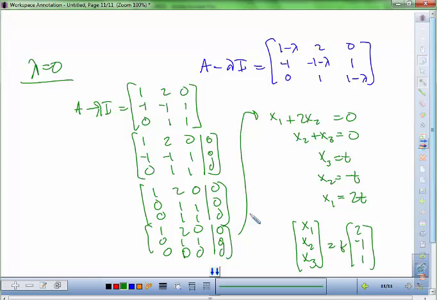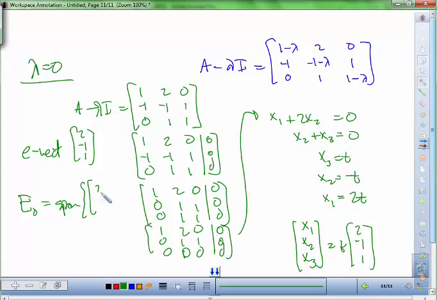Did I do something wrong? Usually it's the copying business, it's those zeros. So I think this is right. So the eigenvector is 2, negative 1, 1, and then the space is going to be the span of 2, negative 1, 1.